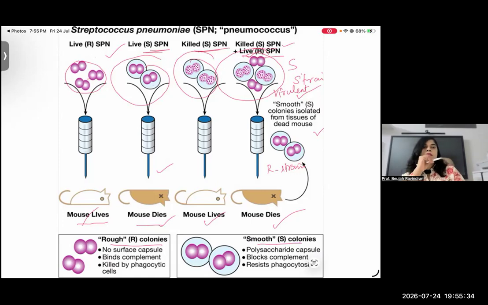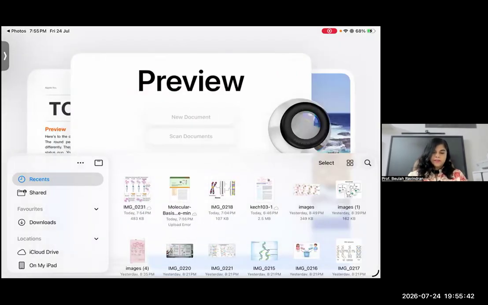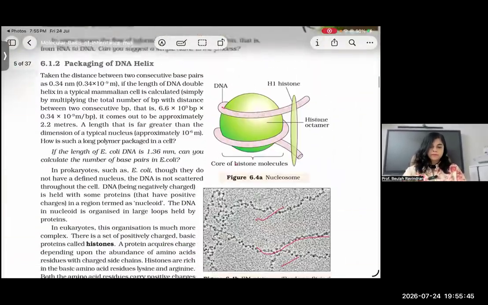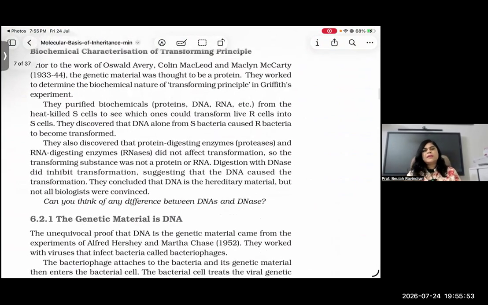Then characterization. What is the characterization given in your book? Let us see that. See, the biochemical characterization of the transforming principle is given here. Previously, the genetic material was thought to be protein. Oswald Avery, Colin MacLeod, and Maclyn McCarty worked out the biochemical nature of the transforming principle in Griffith's experiment. So what was the result? We are going to see.